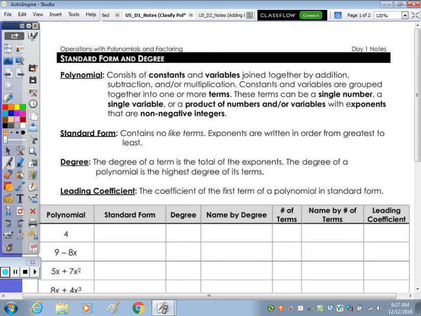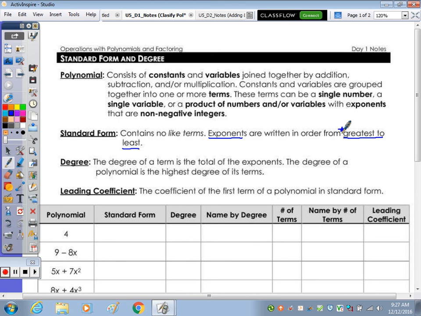Standard form is an expression that contains no like terms, or an expression is in standard form when it contains no like terms. And exponents are written in order from least to greatest, or I'm sorry, greatest to least. So let's underline that, greatest to least.